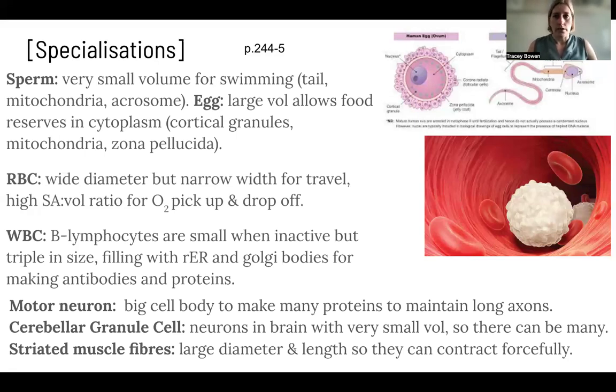And then striated muscle fibers, which we talked about in the last slide, have large diameter and length, so they can contract forcibly. And then there's similar, it's called cardiac muscle cells in your heart. Cardiac cells have intercalated discs. So the cells themselves are shorter and they have like this disc in between the cells that allows signaling to happen really quickly so that all of the heart cells are contracting at the same time.